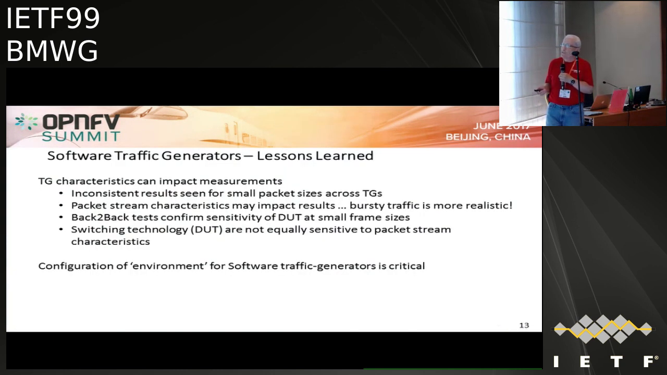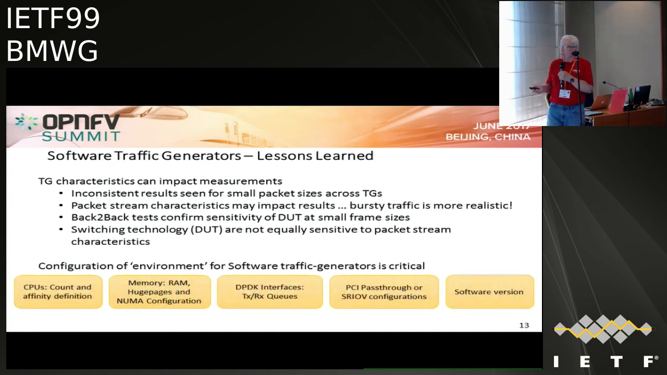So here's the summary of the lessons learned. Inconsistent results seen across the different generators. Packet stream characteristics may affect it. Bursty traffic is actually more realistic. So we're going to look at the back-to-back tests. These are back-to-back frame tests to confirm the DUT sensitivity, and that the switching technologies are not equally sensitive to the packet streams as well.